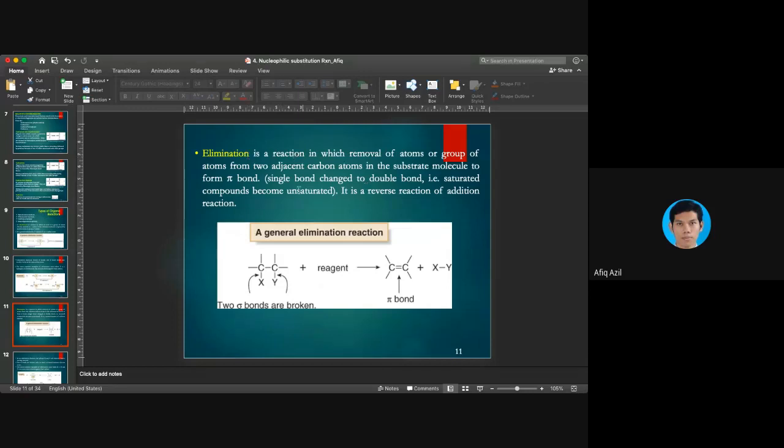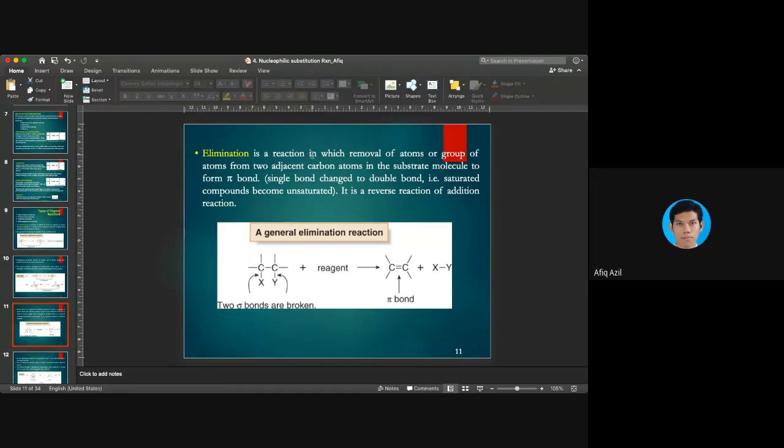Then we have elimination. So in a general elimination reaction, normally you will eliminate. Just now in substitution, we substitute, ganti. In elimination, we will try to eliminate the atom that is bonded to the carbon. So kita nak buang terus.